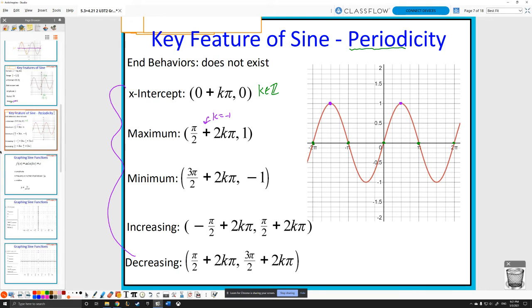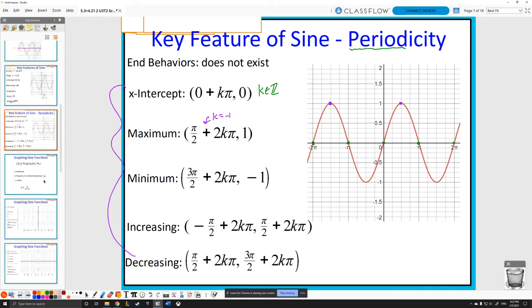Okay, and that's all I really want you to know, is that you should understand that the maximum, the minimum, increasing interval, the decreasing interval, the x-intercept, there's an infinite number of them. Now, a lot of times we'll restrict what we look at. We'll only look at negative 2 pi to 2 pi, or 0 to 2 pi, or 0 to 4 pi, whatever it may be. There's going to be a limited number, but that's because we restrict it.